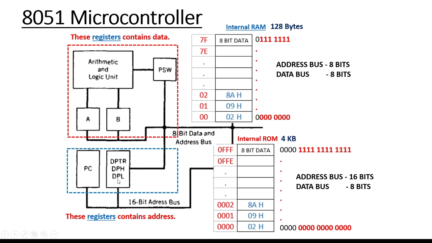So internal ROM is addressed using 16 bits. The address bus connected to the internal ROM is 16 bits long, and an 8-bit wide data bus is connected to the internal ROM to transfer the data to and from memory. Whereas internal RAM has an 8-bit address bus, since the internal RAM is 128 bytes. So the address bus is only 8 bits, and at each memory location 8 bits of data are stored.